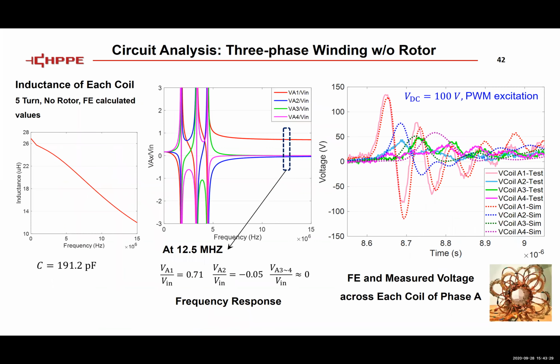Then we used our winding parameters like L and C to calculate our X value, and it's in this region here. Also, in our time domain waveform, we measure the frequency of the ringing, and it matches this value very well.